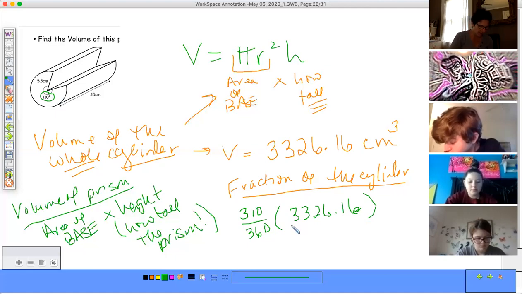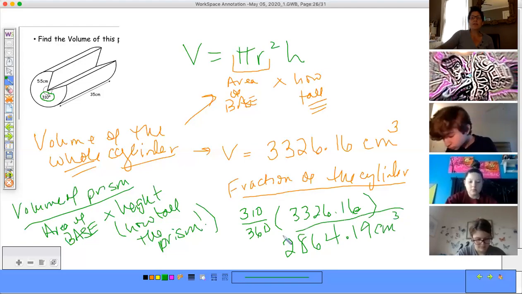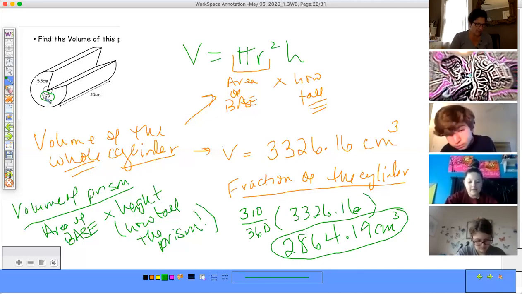So if we multiply that times 310 divided by 360, we get 2864.19 cubic centimeters. So always take a look at that. My thing is I like to find the whole volume and then say to myself, 310 divided by 360 is about 86%. So in other words, if 86% is left, how much was cut out? If 86% was left over, how much was actually cut out?